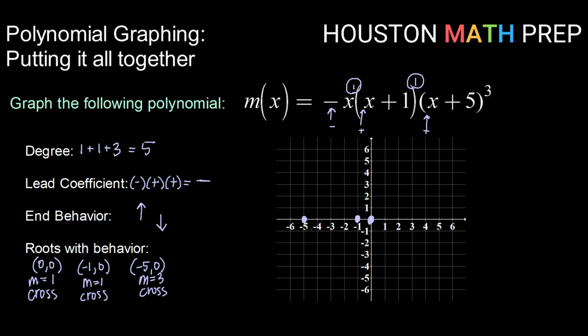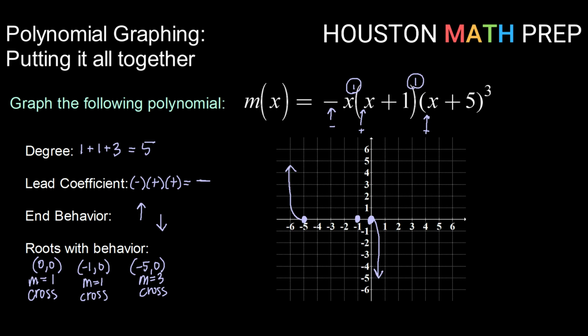Once I have all of those roots or x-intercepts graphed, I'm going to go ahead and add the end behavior to the furthest left and furthest right of my roots. In this case, negative 5 is my furthest left, so I'm going to go ahead and exit that going up. And my furthest to the right is 0, so I'm going to go ahead and exit that one coming down. Now all I need to do is use each root's behavior. All of them in this case are cross to connect what's going on in between.